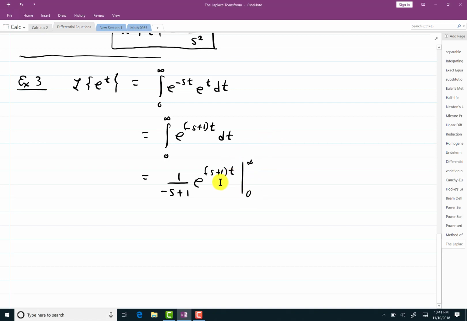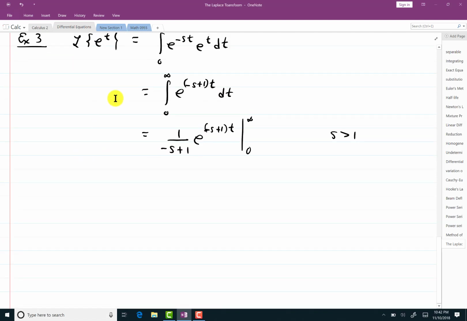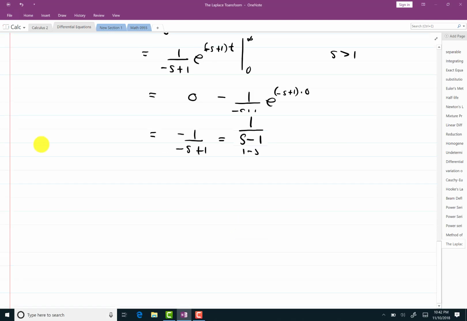Now this will work for what we want so long as s is greater than 1, because if s is greater than 1, this will be a negative number. So let me go ahead and say that s is greater than 1 for this procedure. That way, then we have a negative exponent here. As t goes to infinity, that will go to 0. And once again, we'll have 0 minus 1 over negative s plus 1 e to the negative s plus 1 times 0, which is negative 1 over negative s plus 1, or 1 over 1 minus s.